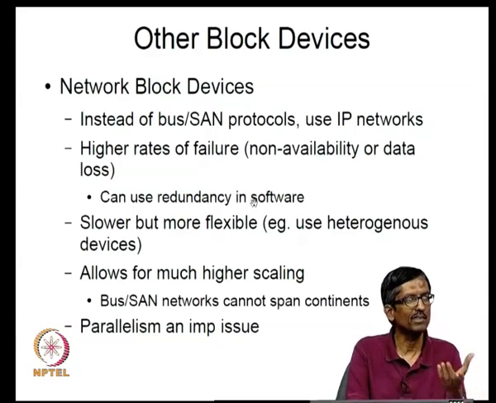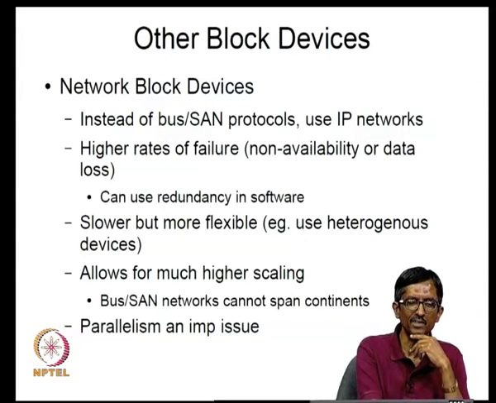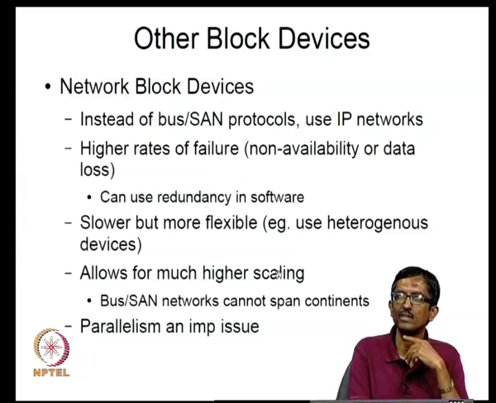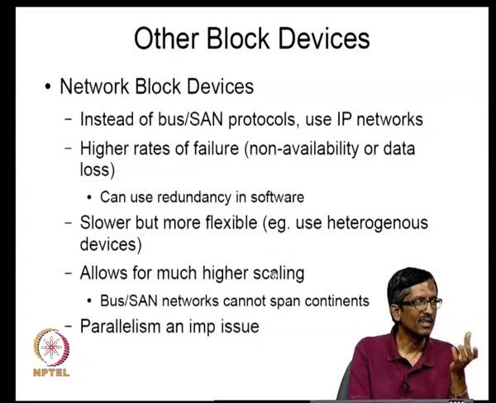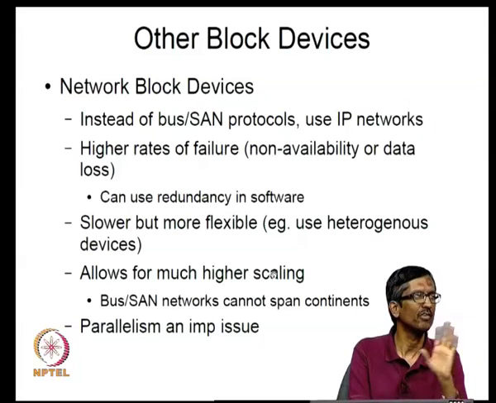As I mentioned, for network-based block devices, requests have to go through some systems. You should ensure that those systems are doing some redundancy in software. If they do it, then it's okay. I already mentioned these things are slower, but probably more flexible. The good thing about it is it allows for much higher scaling. You can now have worldwide systems, because IP can go everywhere.